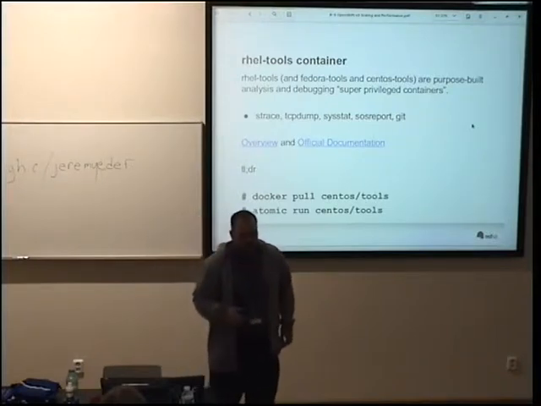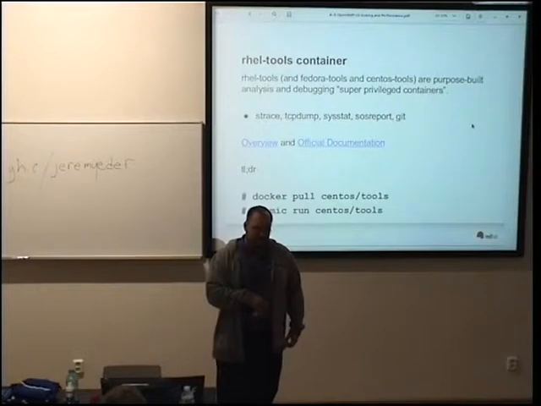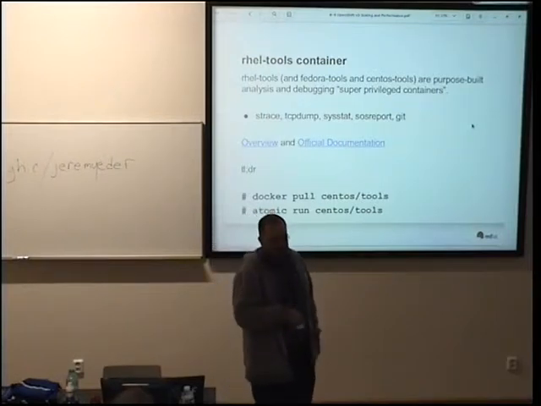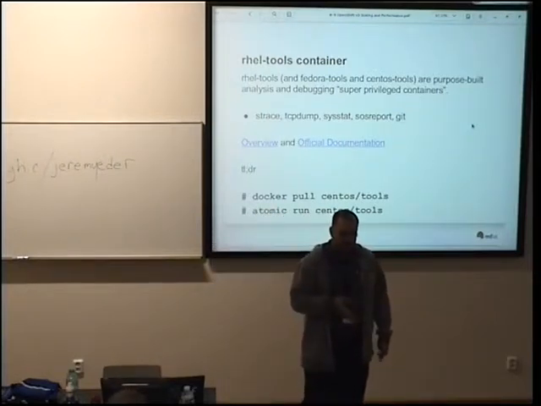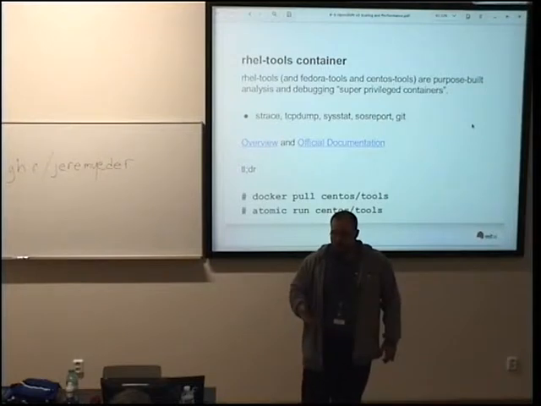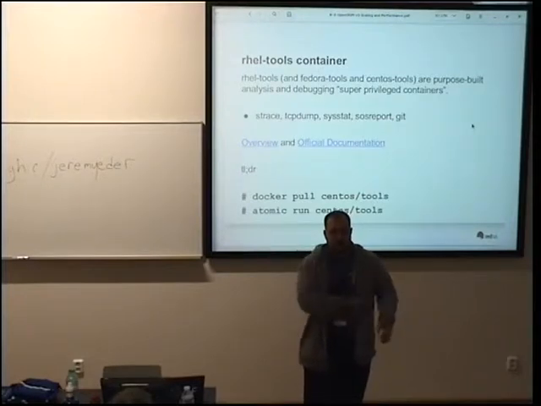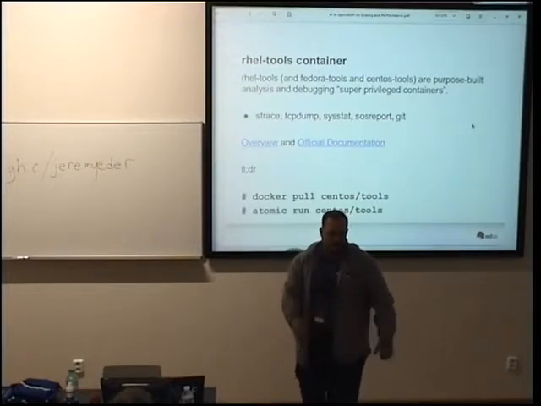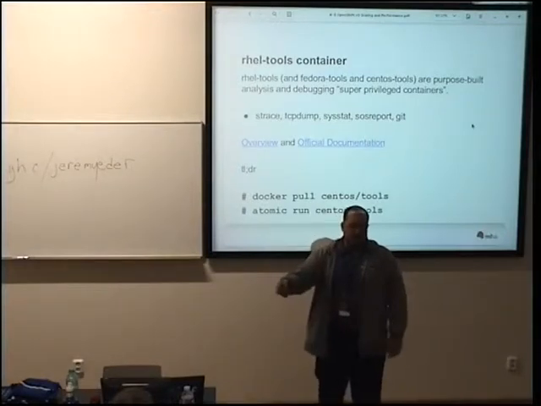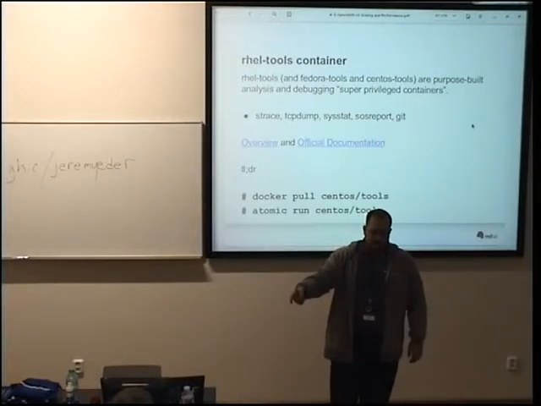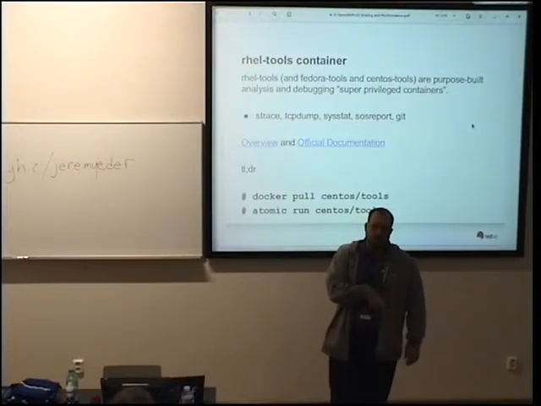So when you launch this container, it does not get its own network stack. It uses the host network stack. It uses the host process table. It actually bind mounts the host's slash partition into the container to allow you to copy files from inside the container to the host. And that's actually how sosreport works on Atomic. So if you're on an Atomic system and you type sosreport, it will spin up one of these debug containers and copy the tarball of the sosreport out to the host.